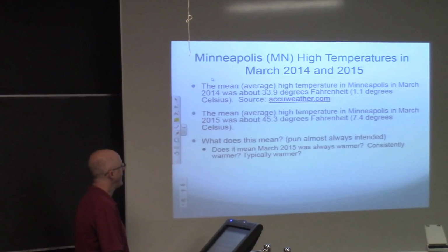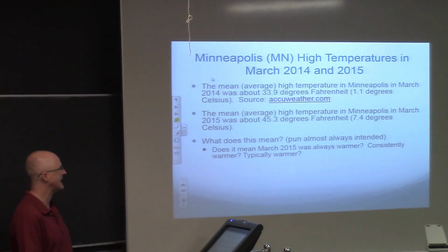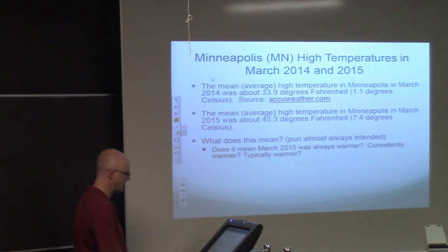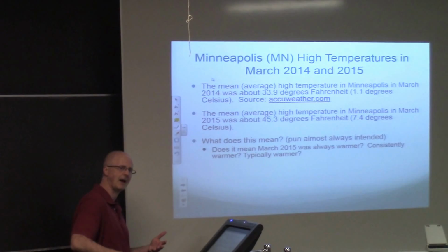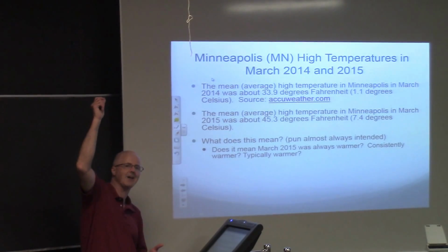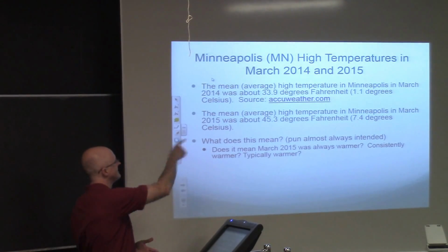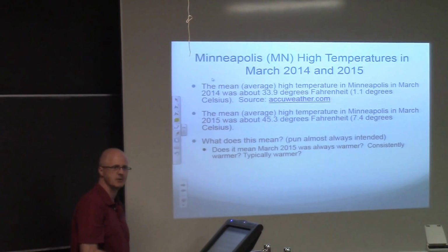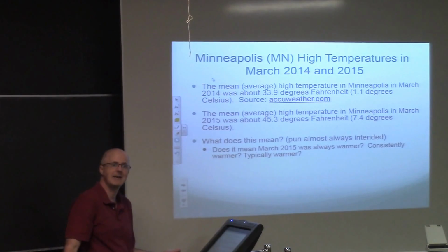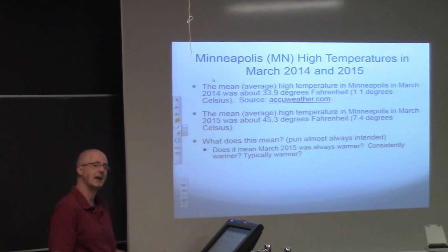What does that mean? Well, it doesn't necessarily mean March 2015 was always warmer, or consistently warmer, or typically warmer even. Typically warmer might be the closest thing to the truth, though I talked about how there could be one day that was a real high outlier that caused the 2015 mean temperature to be higher. So it's not even necessarily typically warmer, though that might be the most common thing you could say is true. The point is, we don't know without looking at the data in other kinds of ways, without looking at graphs.